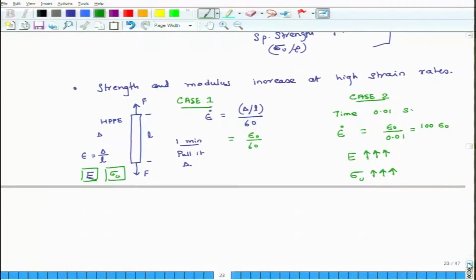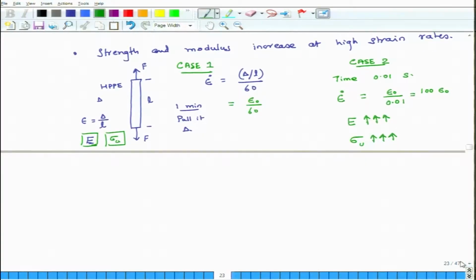Now, with this special feature of HPPE, it is for this reason a lot of times these fibers are used to make armor, bulletproof vests.